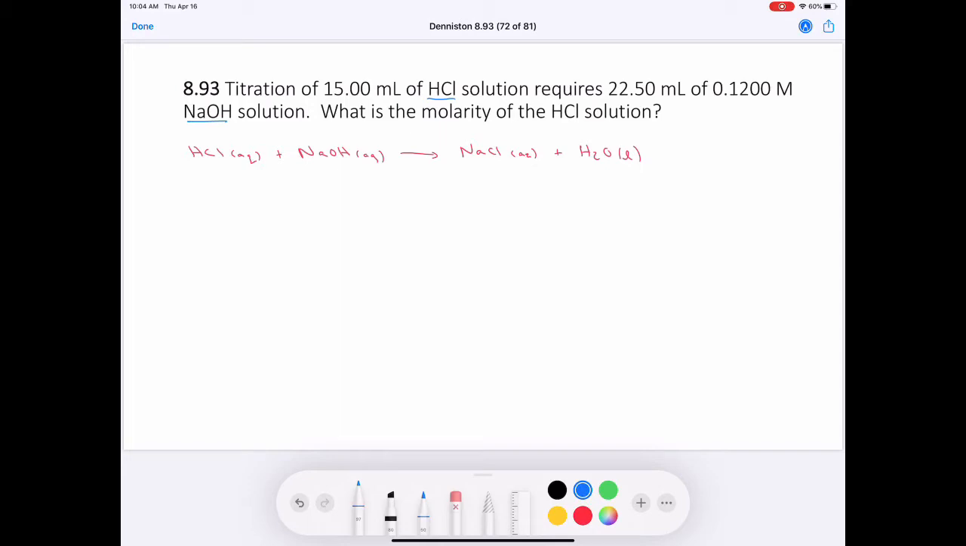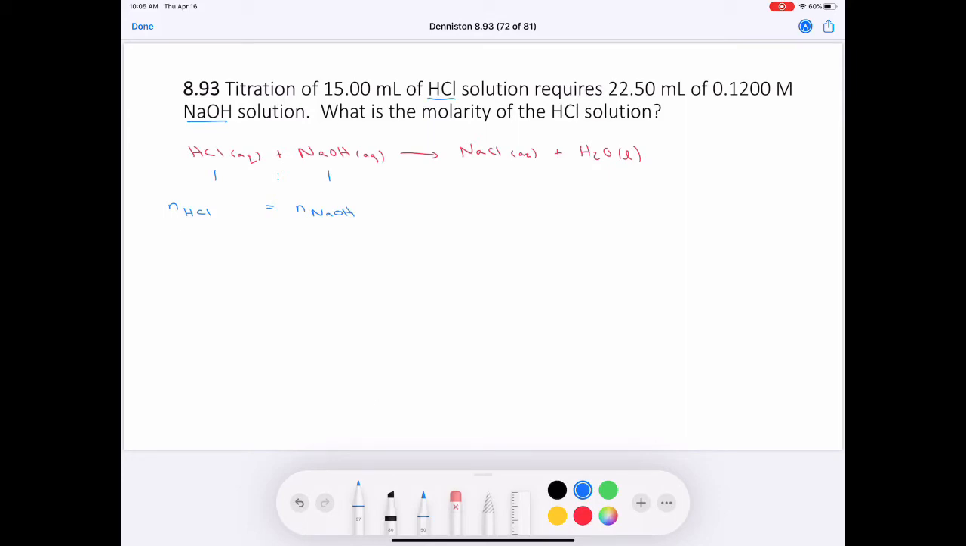We can also see that it is a balanced equation and that the ratio of HCl to sodium hydroxide is 1:1. What that means is that when I reach the end point or the equivalence point of this titration, the number of moles of HCl should be equal to the number of moles of sodium hydroxide.